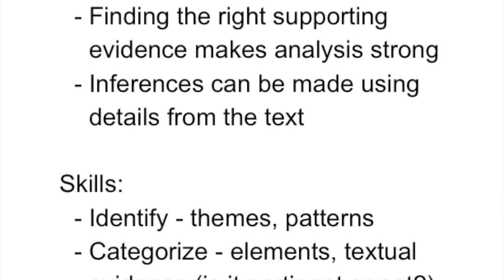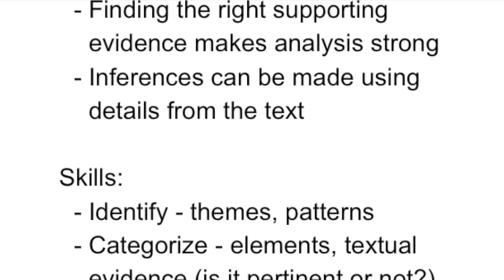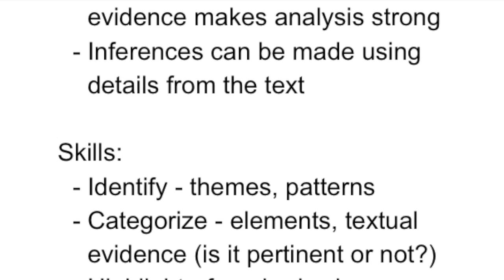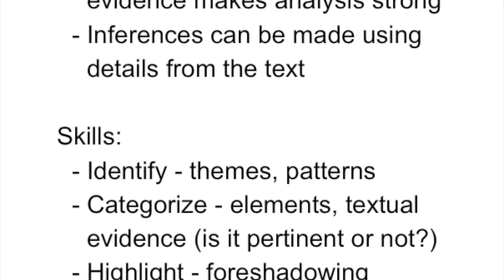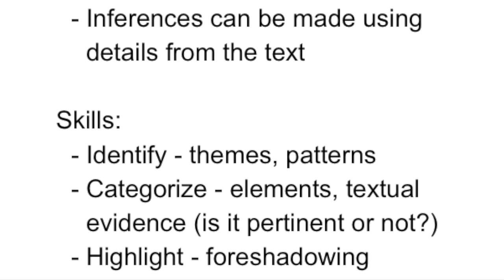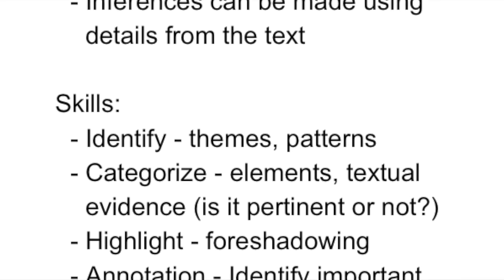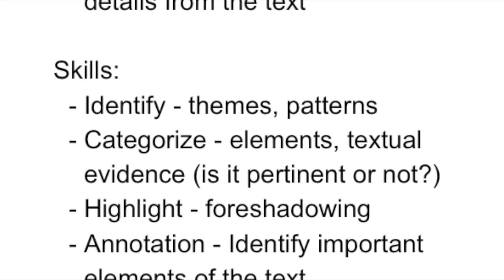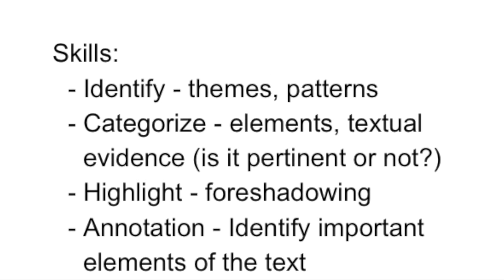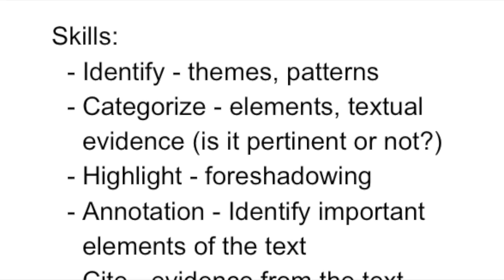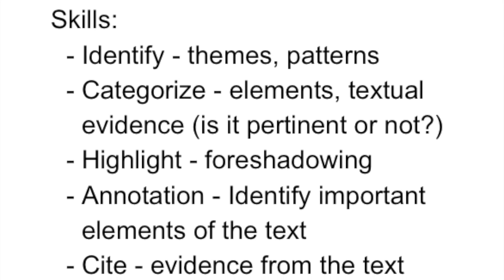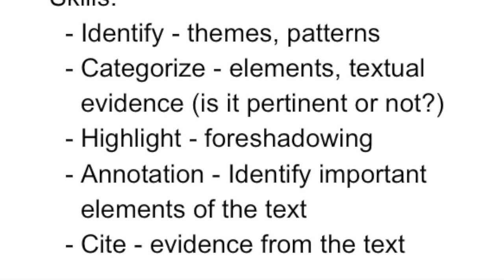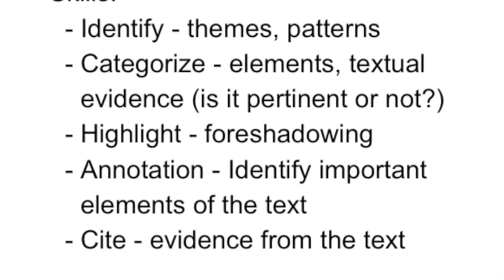Next, let's look at the big ideas, which are finding the right supporting evidence makes analysis strong. Inferences can be made using details from the text. The main skills are identifying, looking for themes and patterns, categorizing elements, textual evidence, is it pertinent or not, highlights. You should be able to highlight things that represent foreshadowing, annotations, identify important elements of the text, and citing evidence from the text.